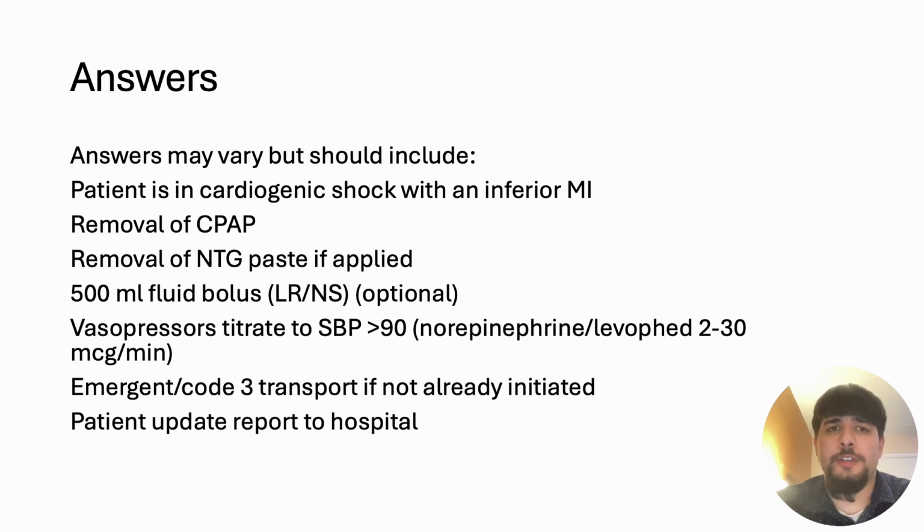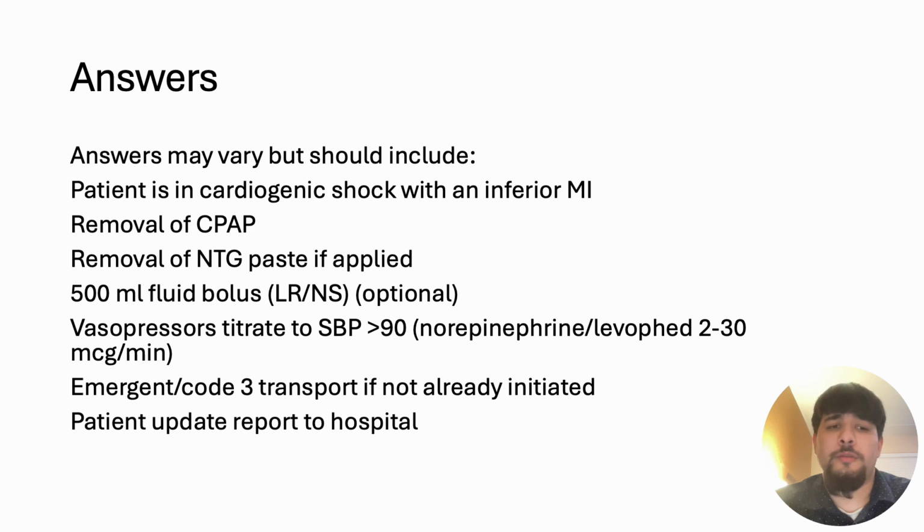So after doing your scenario, some of the answers may vary, but the important things it should include is that the patient was in cardiogenic shock with an inferior MI, remove the CPAP and remove the nitro placed if you did apply it, the 500 milliliter fluid bolus, whether that's lactated ringers or normal saline, is optional.